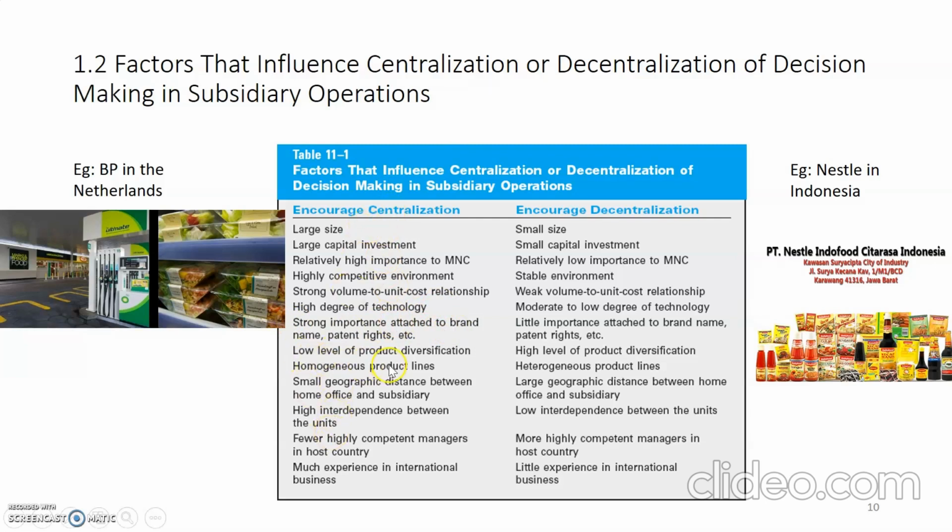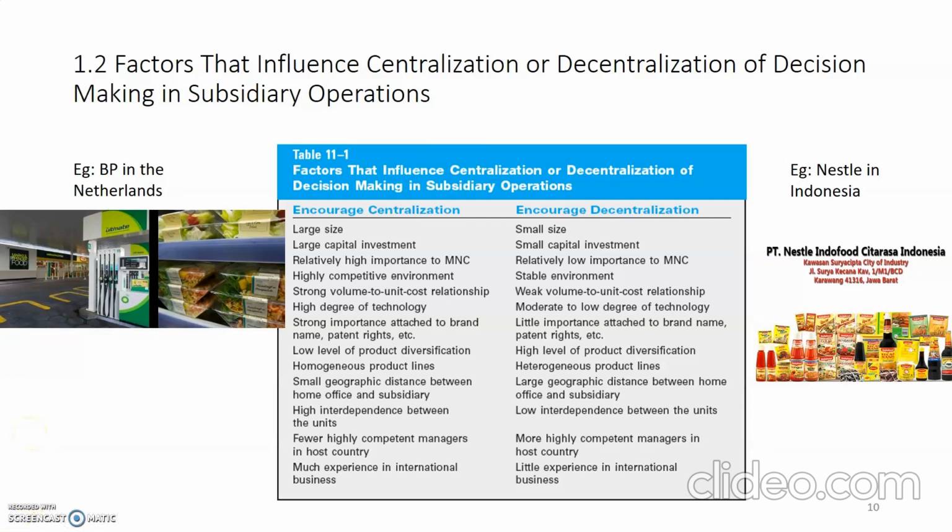If there is a low level of product diversification, for instance oil companies, how can you diversify oil? If you have homogeneous product lines, if you have a small geographic distance between the home office or headquarters and the subsidiary, for instance BP, British Petroleum, in the Netherlands, if there is high interdependence between the units, or you have few competent managers in the host country, so you have low trust in the managers there, and you have long and large experience in international business, that will encourage centralization.